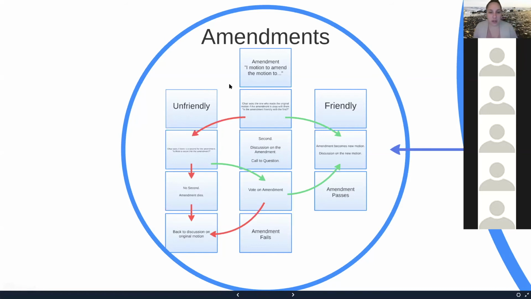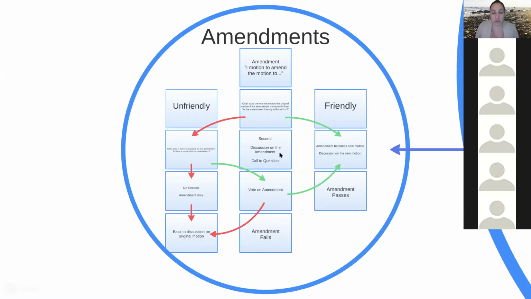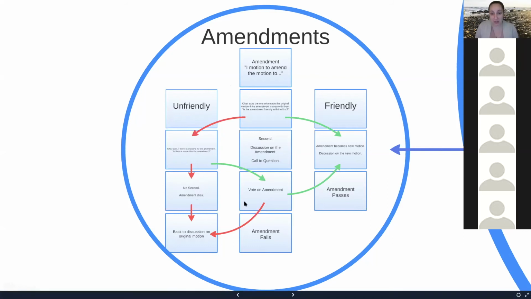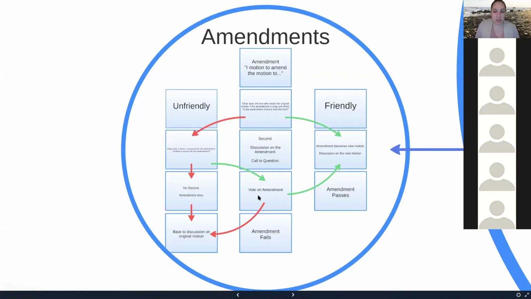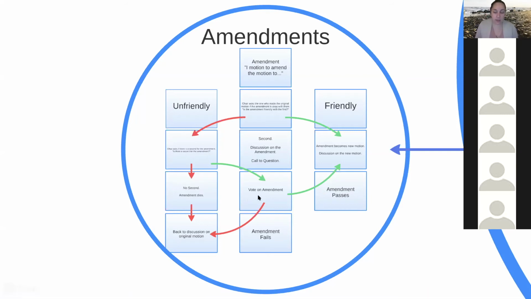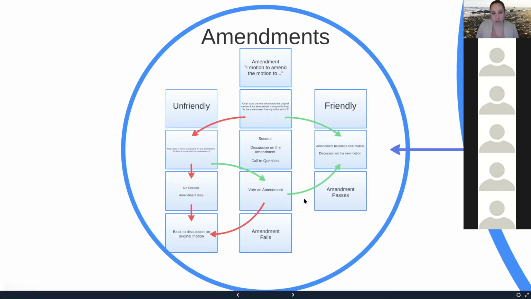If the motion is unfriendly with the first and there is a second, then you're going to go into discussion on the amendment and take a vote on it, the same way that you would on any other motion. And so once a vote is taken, if the vote on the amendment passes, then it's going to become the new motion. If the vote on the amendment fails, then you're going to go back into discussion on the original motion.